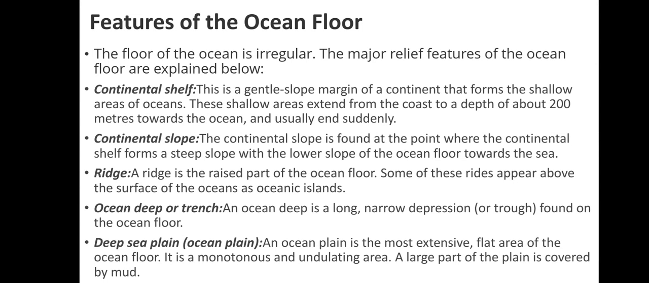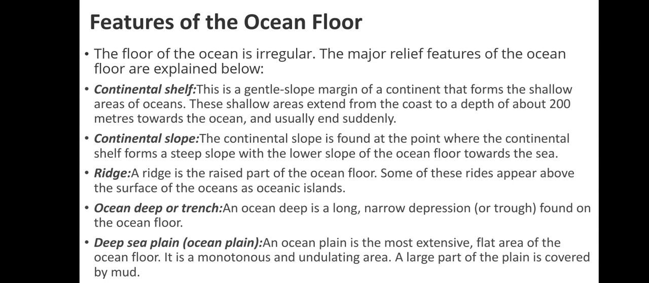Let's see the features of the ocean floor. Here we are talking about what are the features that make up the ocean floor. Now the floor of the ocean is basically irregular. Now the major relief features of the ocean floors are explained as follows. The first one is the continental shelf. What do we mean when we talk about the continental shelf? This is the gentle slope margin of a continent that forms the shallow areas of the oceans. Now these shallow areas extend from the shore to a depth of about 200 meters toward the ocean, and usually end suddenly. The second one is continental slope.